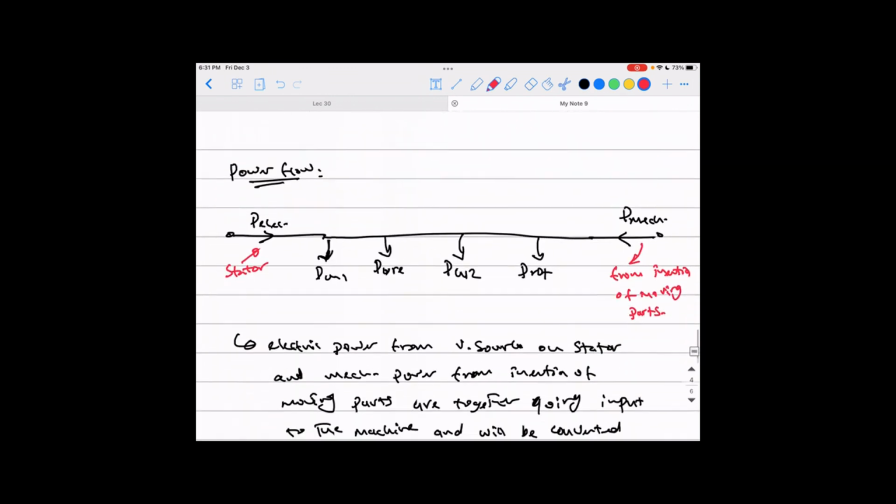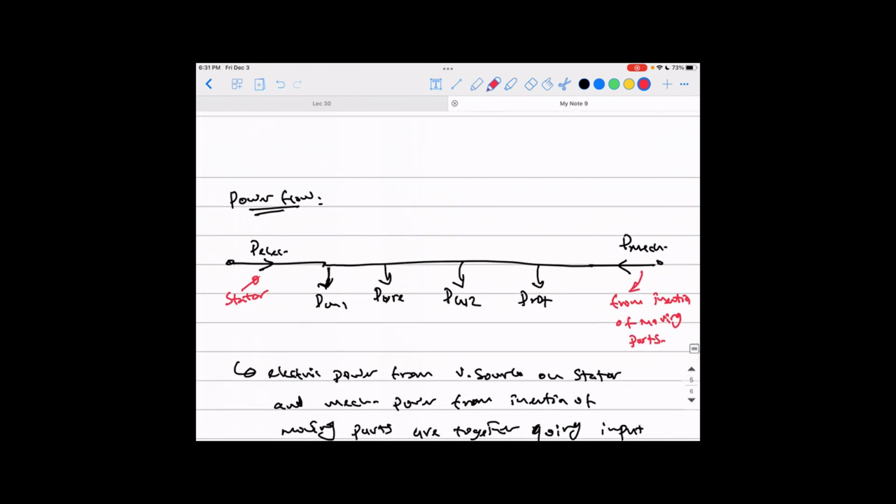For this mode, like we said, we'll have electric power coming from the source on the stator, and mechanical power coming from the inertia of the moving parts, which is the rotor and the shaft and the load connected to it. All of those will be translated into losses, and this will heat the machine up. But like we said, because it's a very small portion of time, the machine can handle it, but it's not that safe actually to do this. So we'll not use this as a standard braking way.